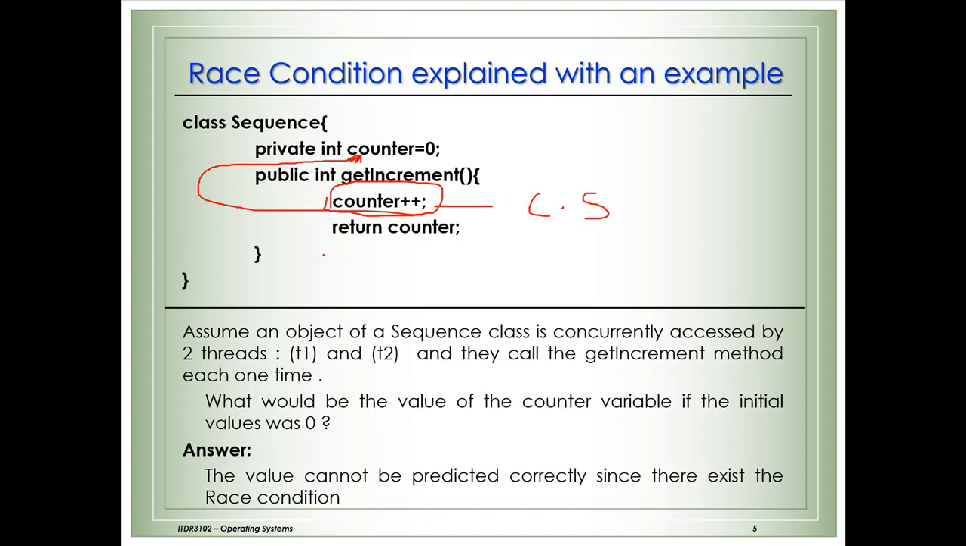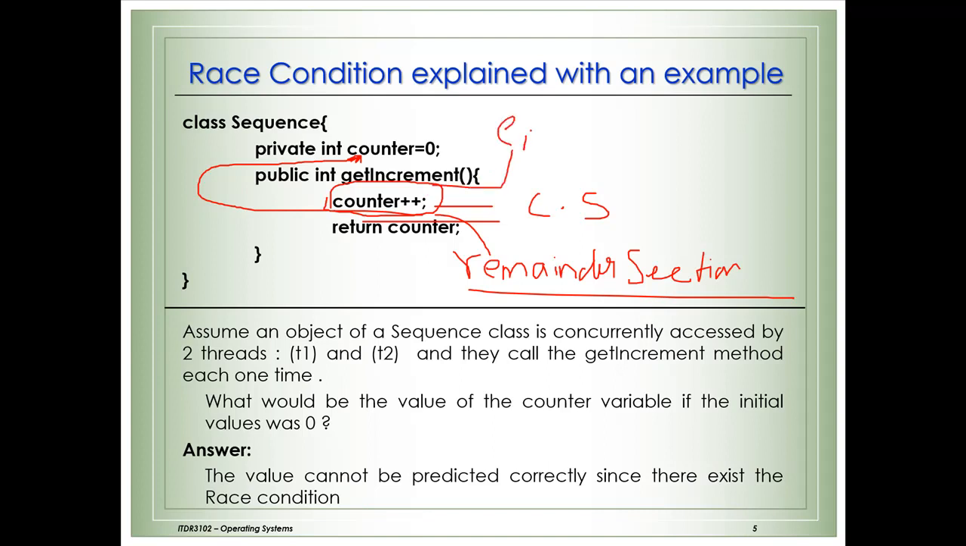Now, anything below the critical section, any statement or block of statements below this critical section, we call the remainder section, and any statement above this we call the entry section. So, any statement above this is the entry section, and anything below the critical section is called the remainder section.